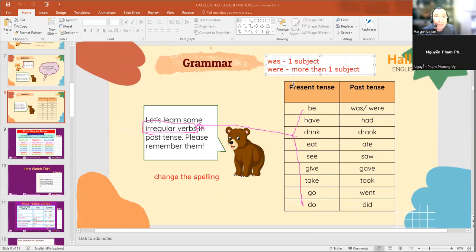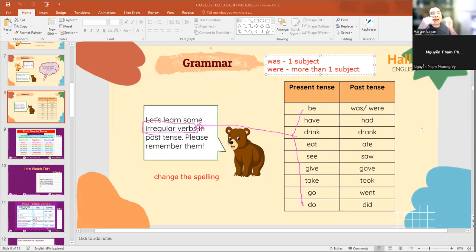Again, the be verbs under the past tense are was and were. Was is used if we are talking of one subject that happened in the past. Were is used if we're talking of more than one subject that happened in the past. Did you understand? Yes.